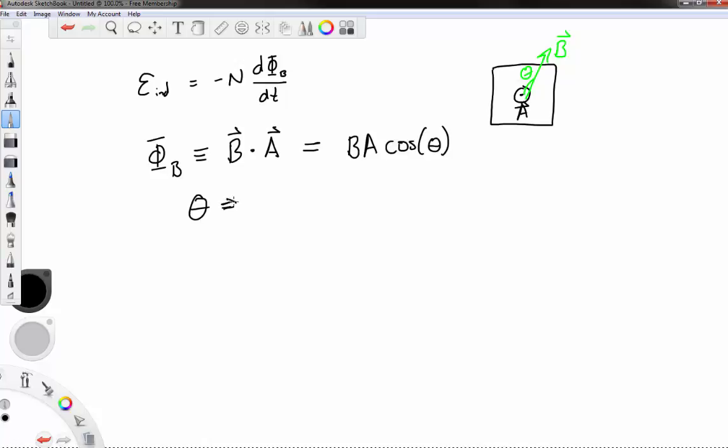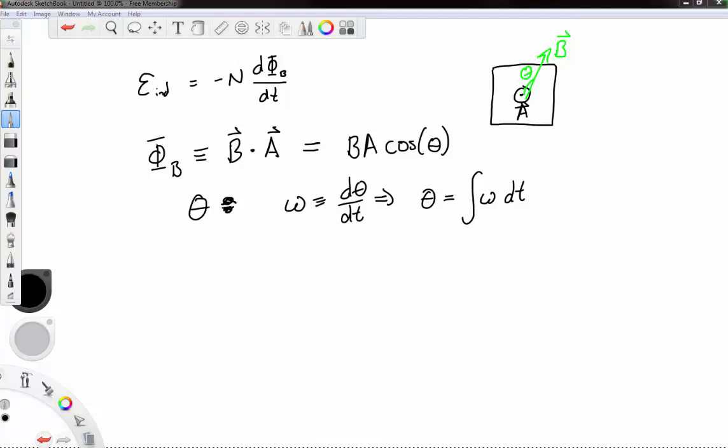Theta you get by noting that omega is by definition d theta by dt. So that means that theta must be the integral of omega dt. Well, in this problem that you've been given, the omega, the angular frequency, has a specific functional form.